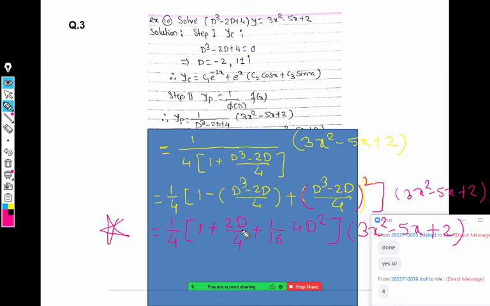Only the last step is left now. You have to multiply this bracket by the 1 here, then write the derivative of the bracket here, and the second derivative of the bracket here. 4 by 16 is 1 by 4, and this 1 by 2 you can write there, and you get YP. Let me show you the complete solution here.